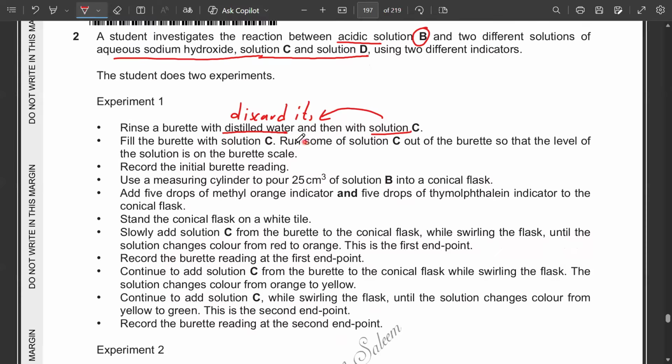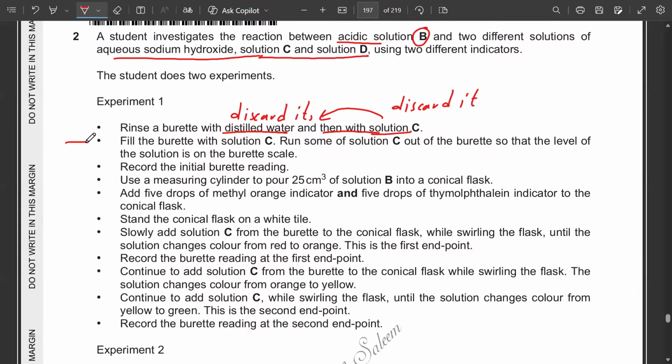And then you can do the titration reaction. If we do not rinse with the solution C, like when you rinse the burette with distilled water and then with this solution C, you again discard it. This is the second time you discard it. For the first time you discard the distilled water, and the second time you discard with the solution C.